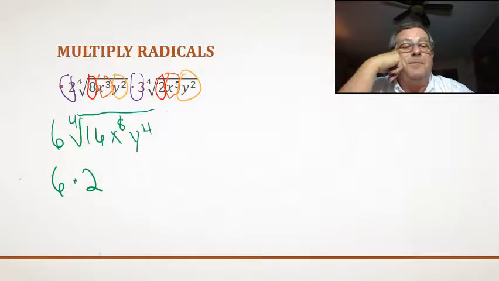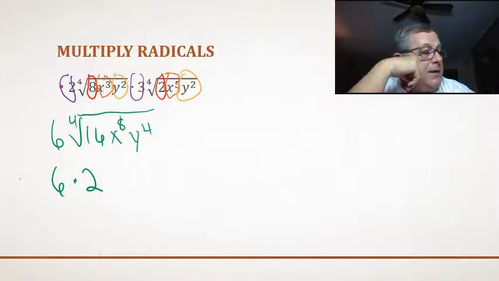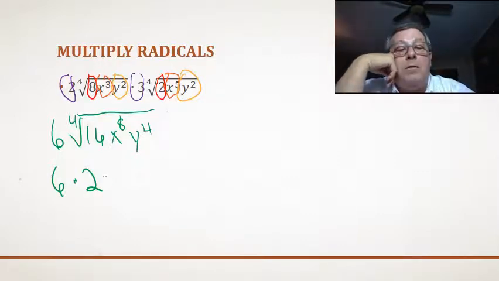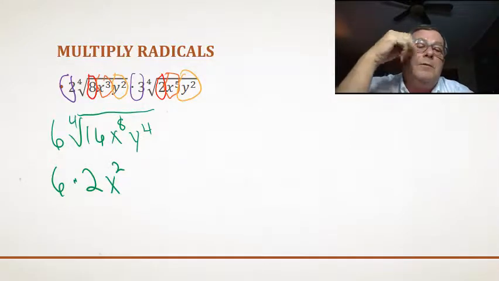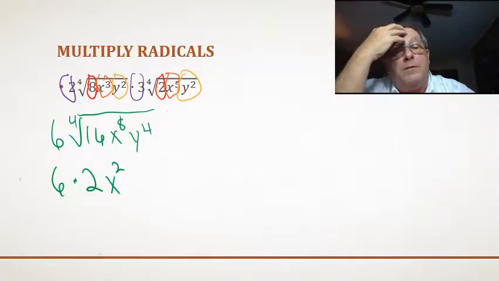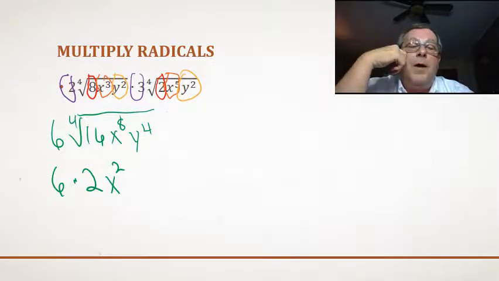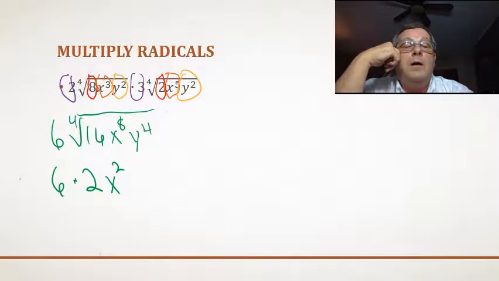X to the 8th, well, the 4th root of x to the 8th is x squared. Remember, if I take x squared raised to the power of 4, that would give me x to the 8th. So the fourth root of x to the eighth is x squared. And the fourth root of y to the fourth power is simply y.